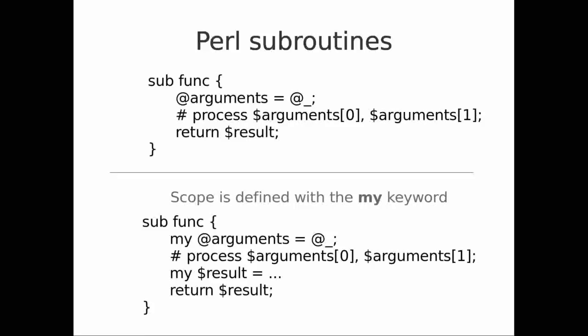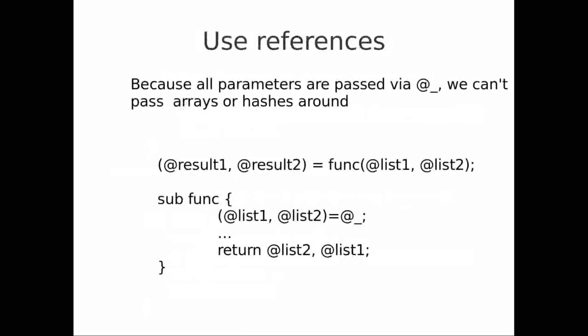There's a problem with this and with the way that Perl handles functions. All of the arguments get passed through this @_ special variable. Because all the parameters are passed via @_, how do we pass around arrays or hashes? You can't call something like this. For example, @result1, @result2 is equal to function(@list1, @list2). When we try and break out our two lists that we're passing in, Perl doesn't know where one list begins and where one list ends. Similarly, when we try and return our two lists, Perl doesn't know where one result begins and one result ends.